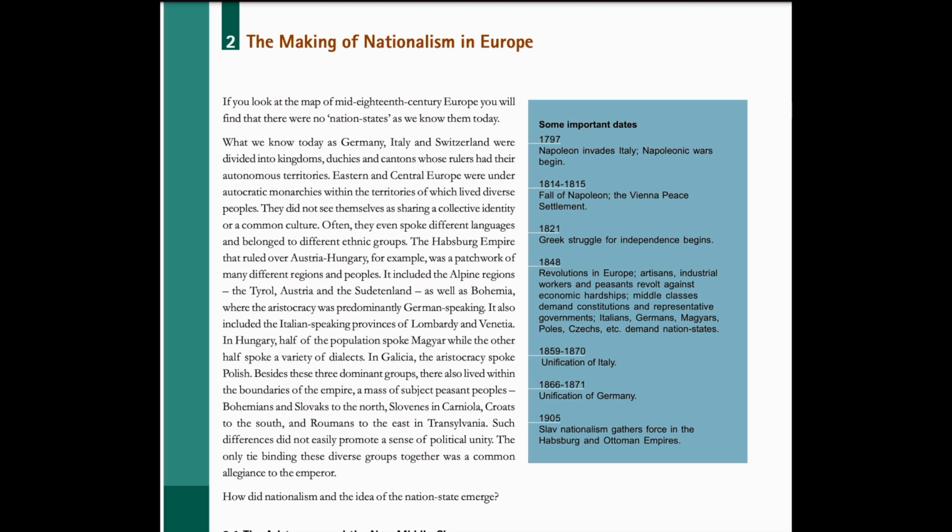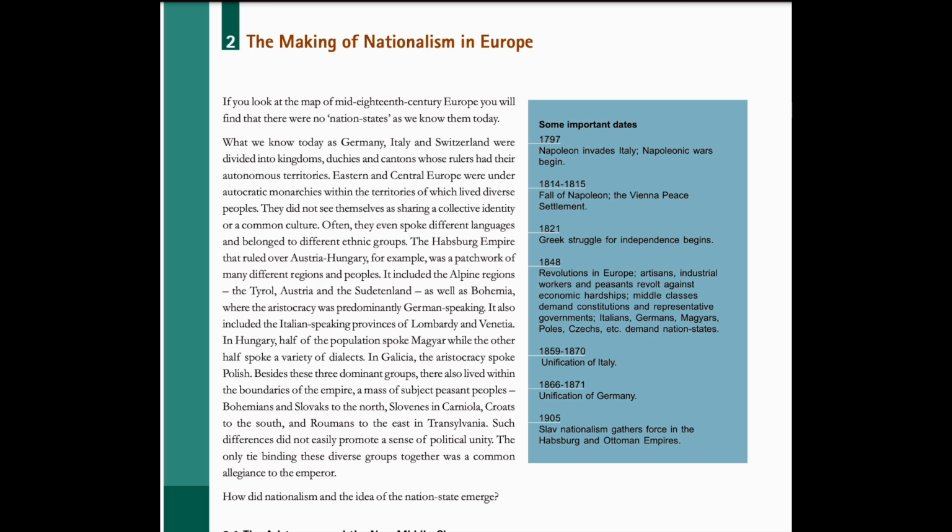2. The making of nationalism in Europe. If you look at the map of mid-18th century Europe, you will find that there were no nation states as we know them today. What we know today as Germany, Italy, and Switzerland were divided into kingdoms, duchies, and cantons whose rulers had their autonomous territories.